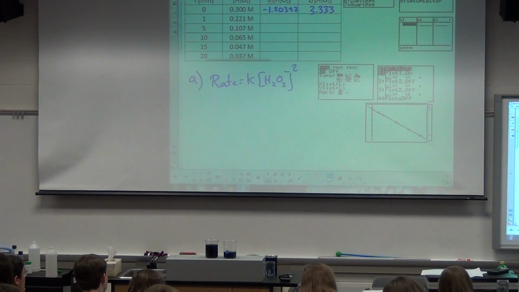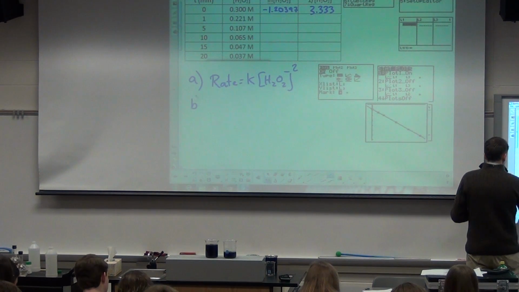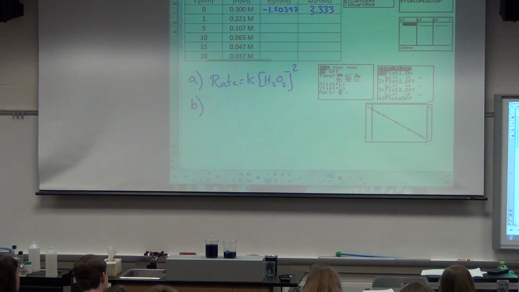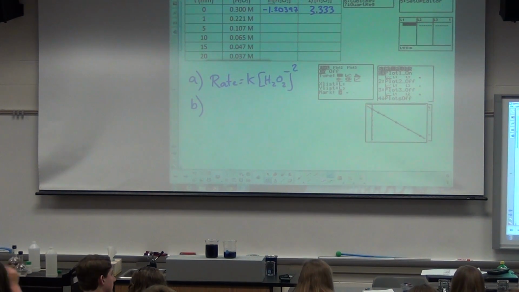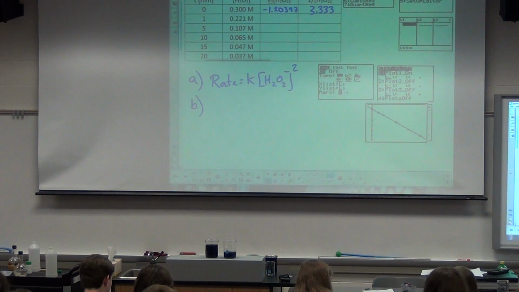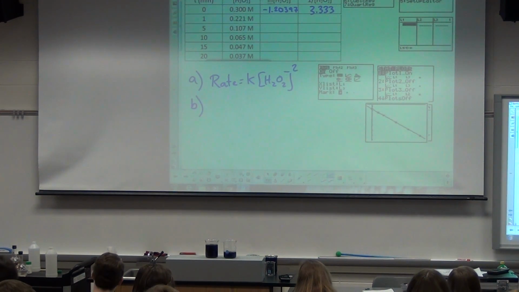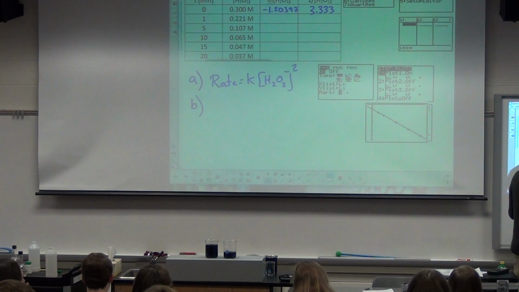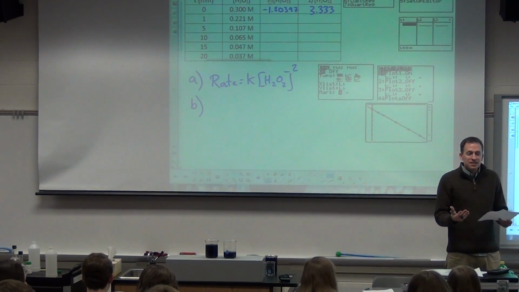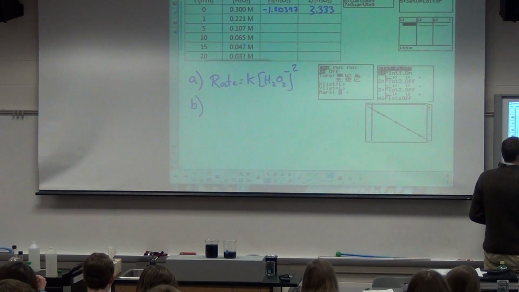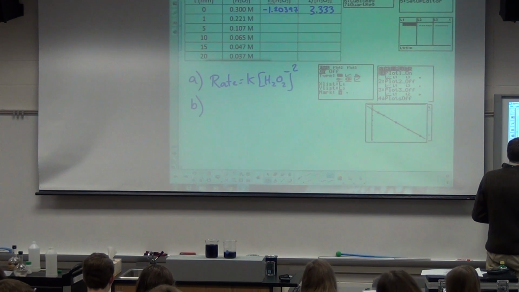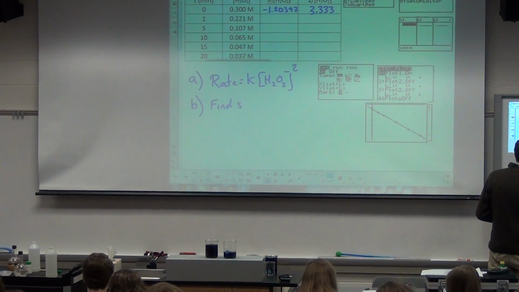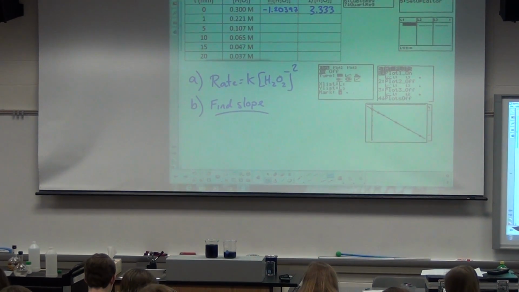There's more to it. Letter B. Determine the rate constant. Okay, what did we learn about rate yesterday? Rate is the slope. Well, if we can find a straight line, when you look at y equals mx plus b, k is the slope. So what I want is the rate constant. I want to find the slope. So we're going to go back to our sheet.